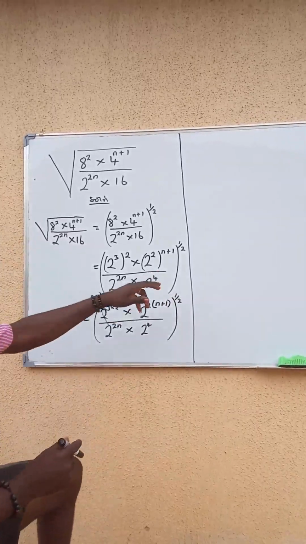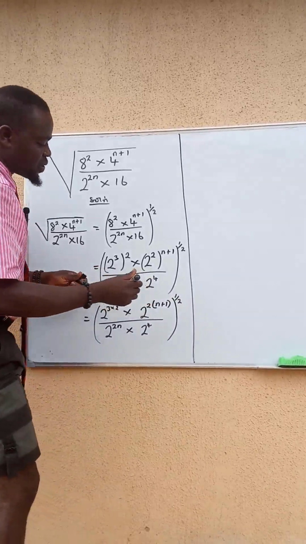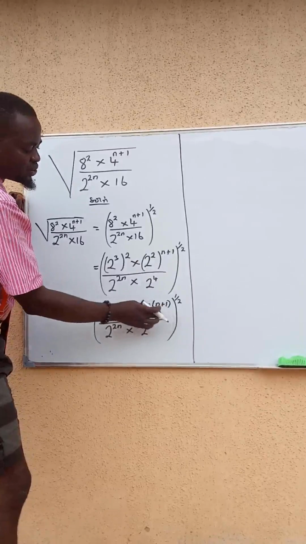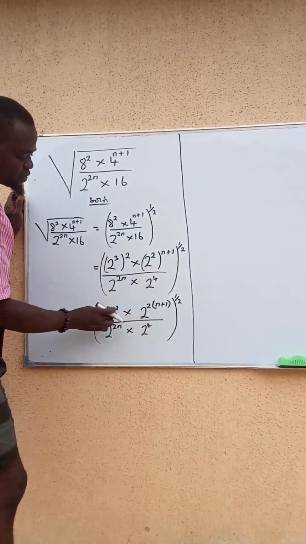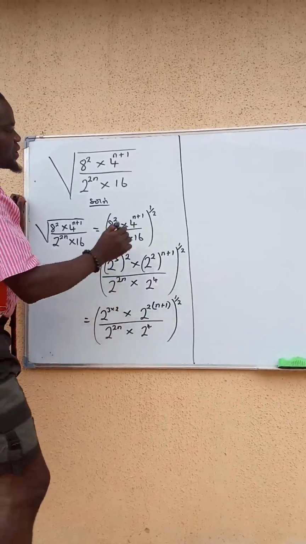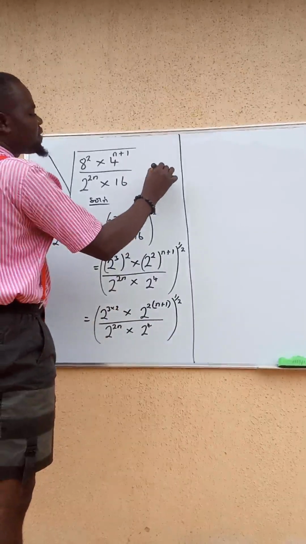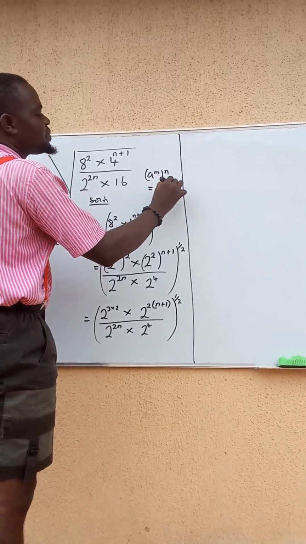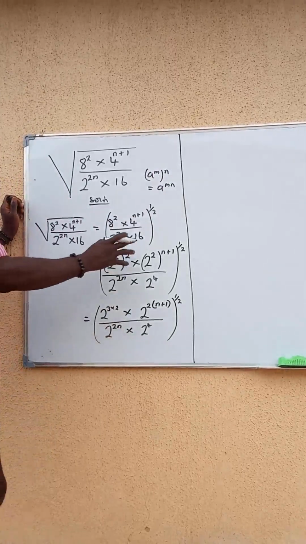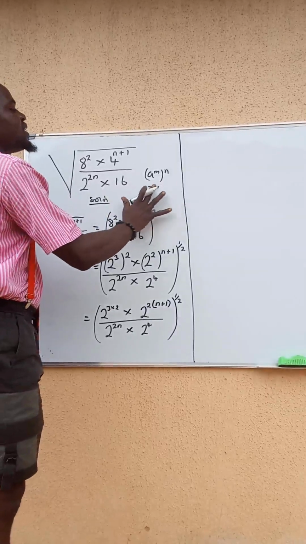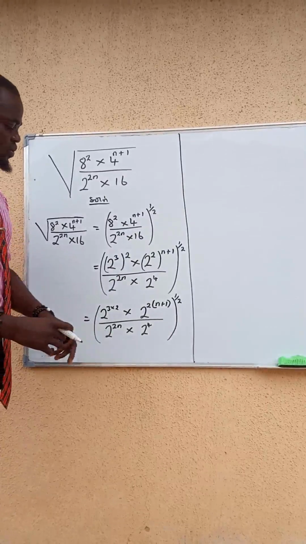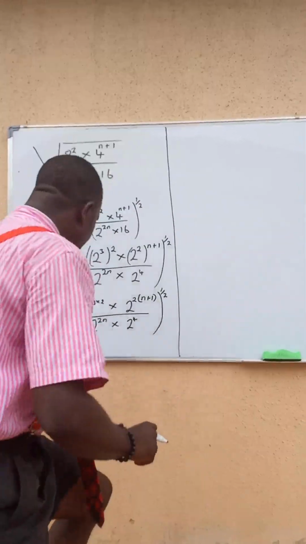What I did here is power law. These 2 and n plus 1, the two powers multiply each other. These 3 and 2 multiply each other. So this is power law. And power law says that a raised to the power of m, raised to the power of n, is the same thing as a raised to the power of m times n. That is power law of indices. That is what I used. From this step, I use power law to get this. So this can also be what?